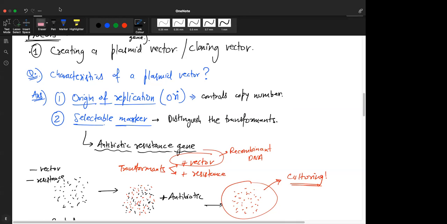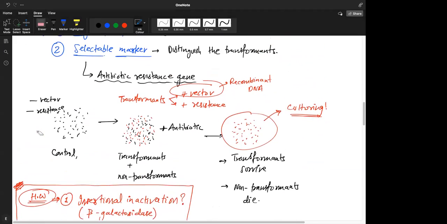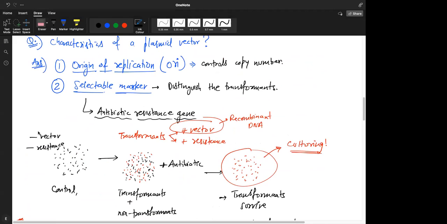And we talked about transformation, which is a process in which a piece of DNA is introduced in a host bacterium. Yes. So that is transformants. We have not discussed how to make transformants, because that includes making competent cells. So that I will teach you today.